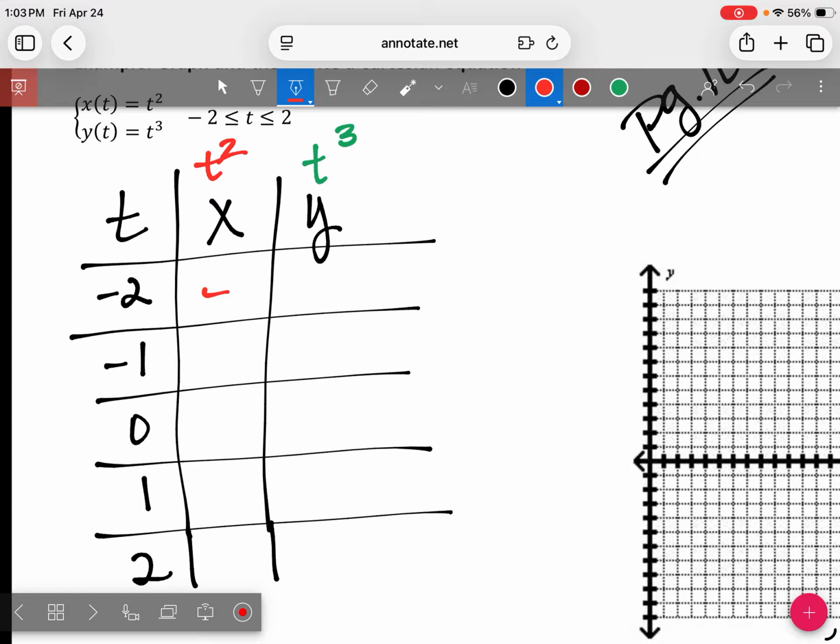Okay. So we got 4, 1, 0, 1, 4. And then this one I'm multiplying by -2.